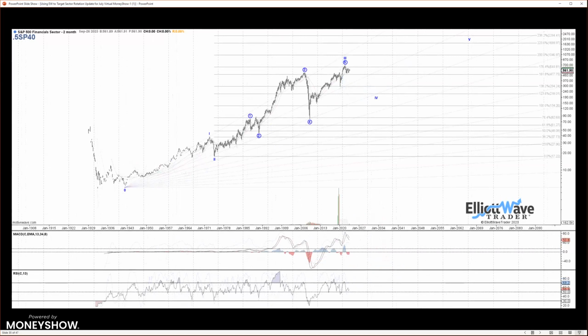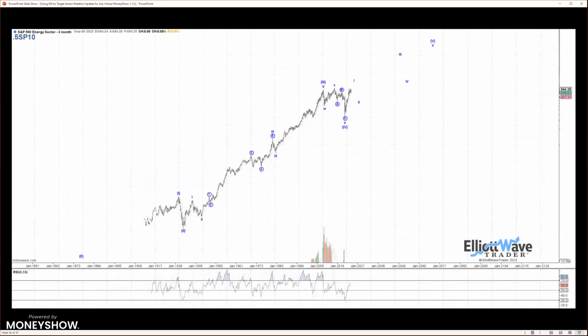It can be topping in a smaller degree wave 3, but still setting up a fairly sizable drop as that wave 4. But one sector that really stands out among all of these main S&P 500 sector charts is energy.